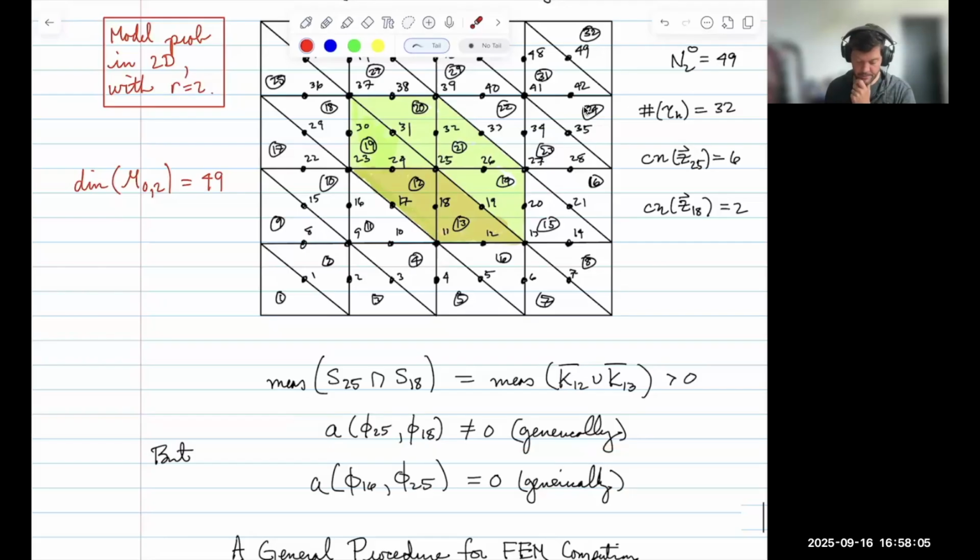But what about 1625? So again, there's 25. Let's go find basis function number 16. Well, basis function 16 would be 1 at this node, and it would be 0 at all the surrounding nodes. It's a bubble function. So there's no intersection between its support and the support of phi 25. Actually, that's not true, right? There is an intersection. It's that edge, but that edge has two-dimensional measure 0. So generically, this guy is going to be 0.